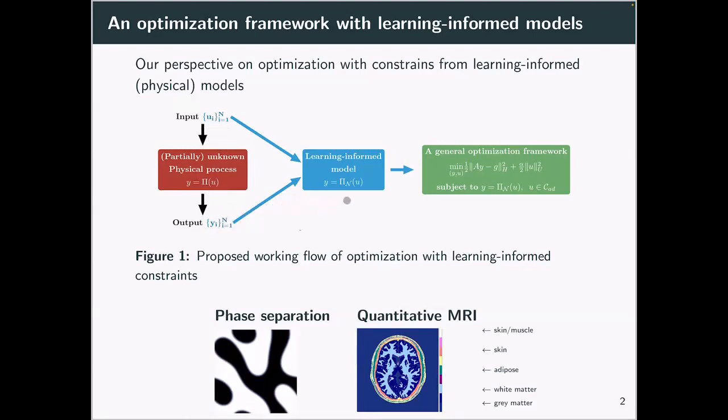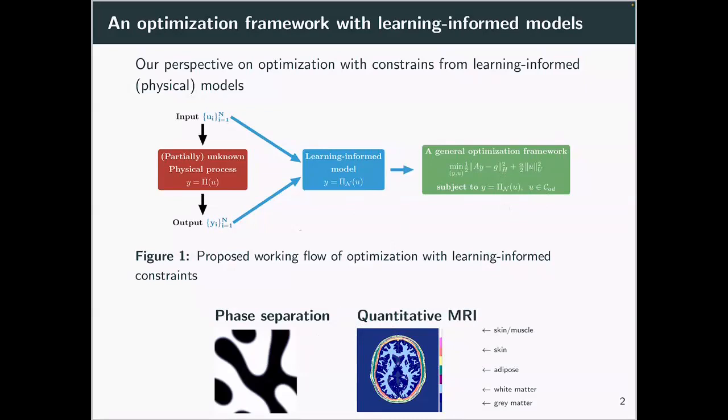So the idea is to learn this underlying physical operator Π using some learning-informed techniques, for instance, artificial neural networks. And we have some applications in mind. Here there is phase separation, and another one is quantitative magnetic resonance imaging, where both have this type of property. I will come to the examples later on.